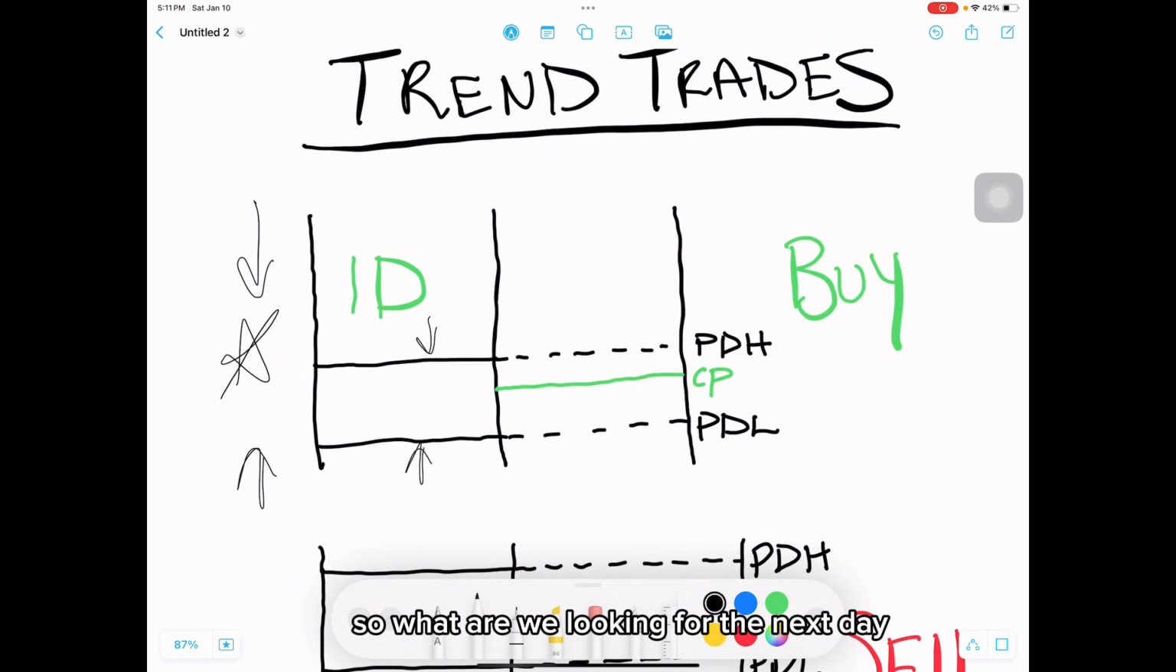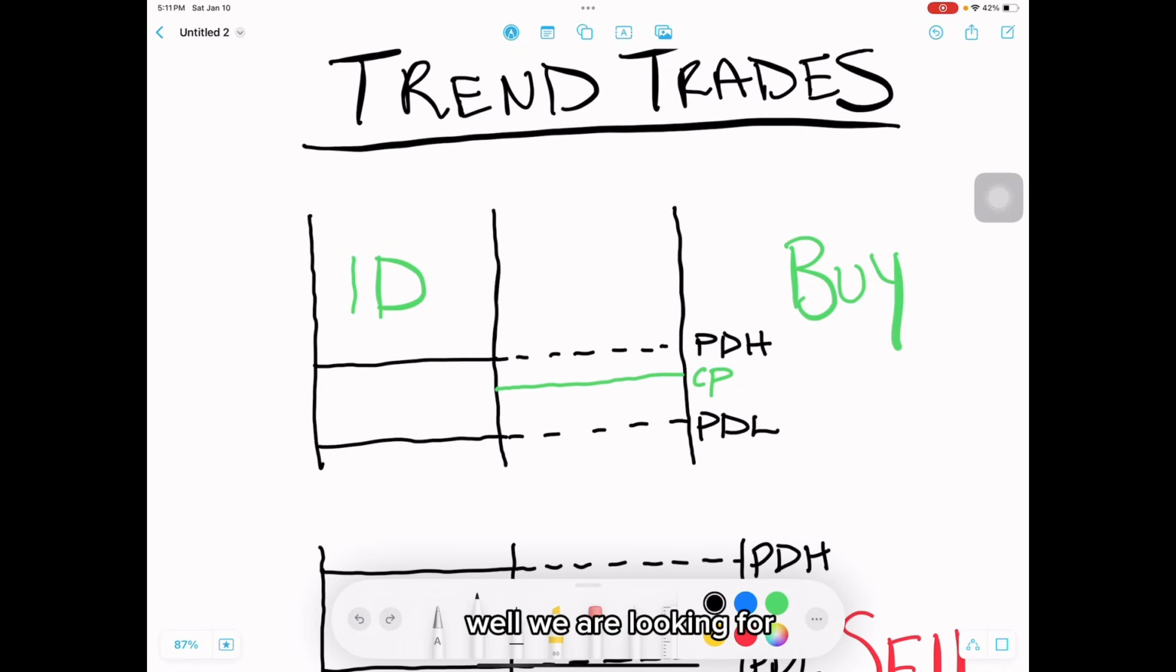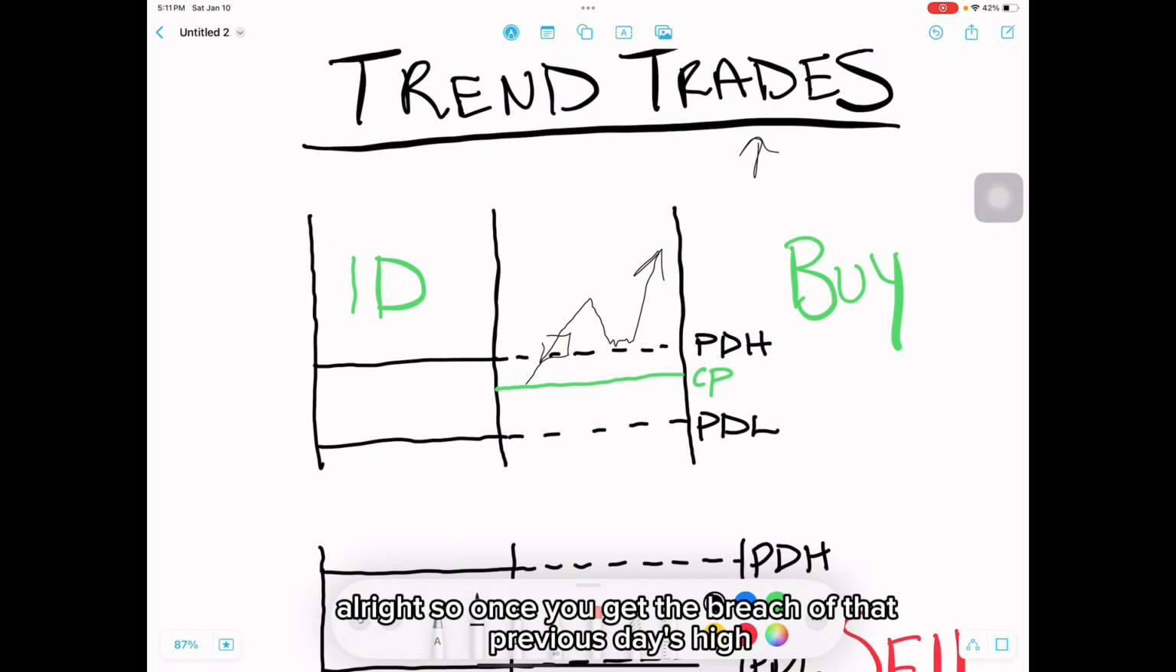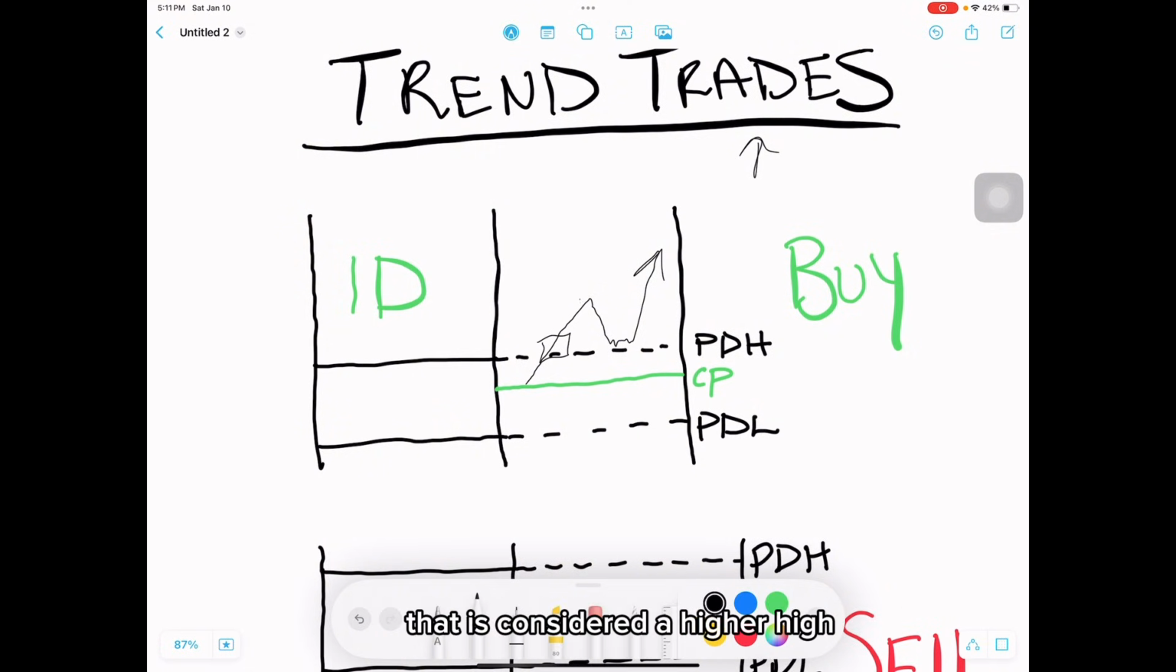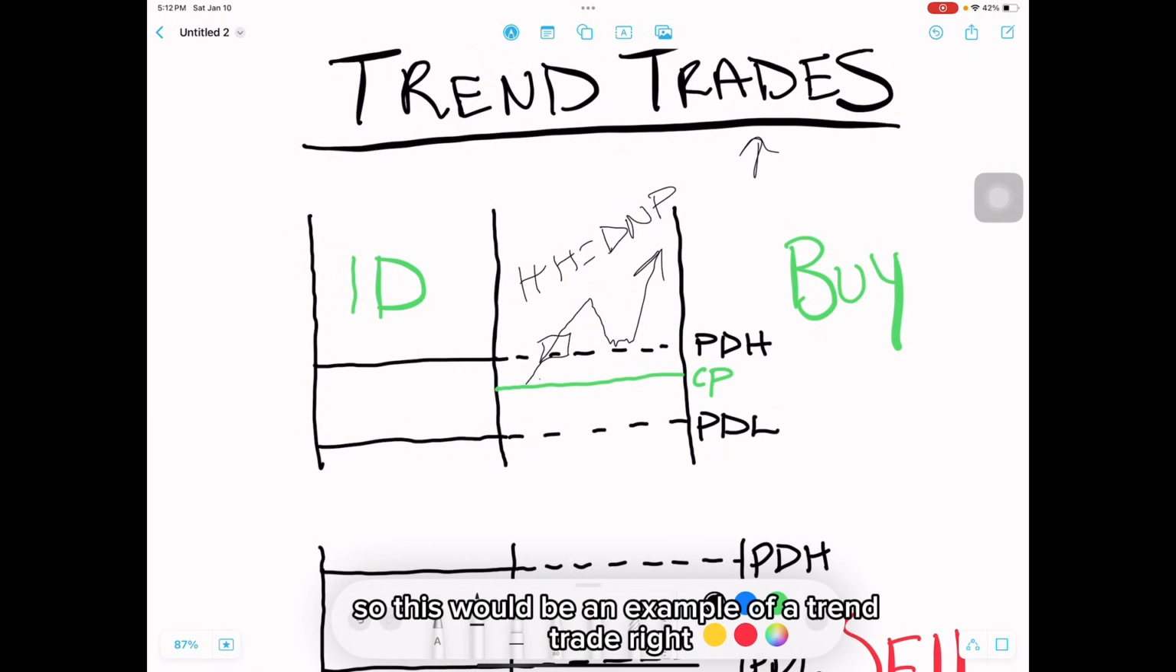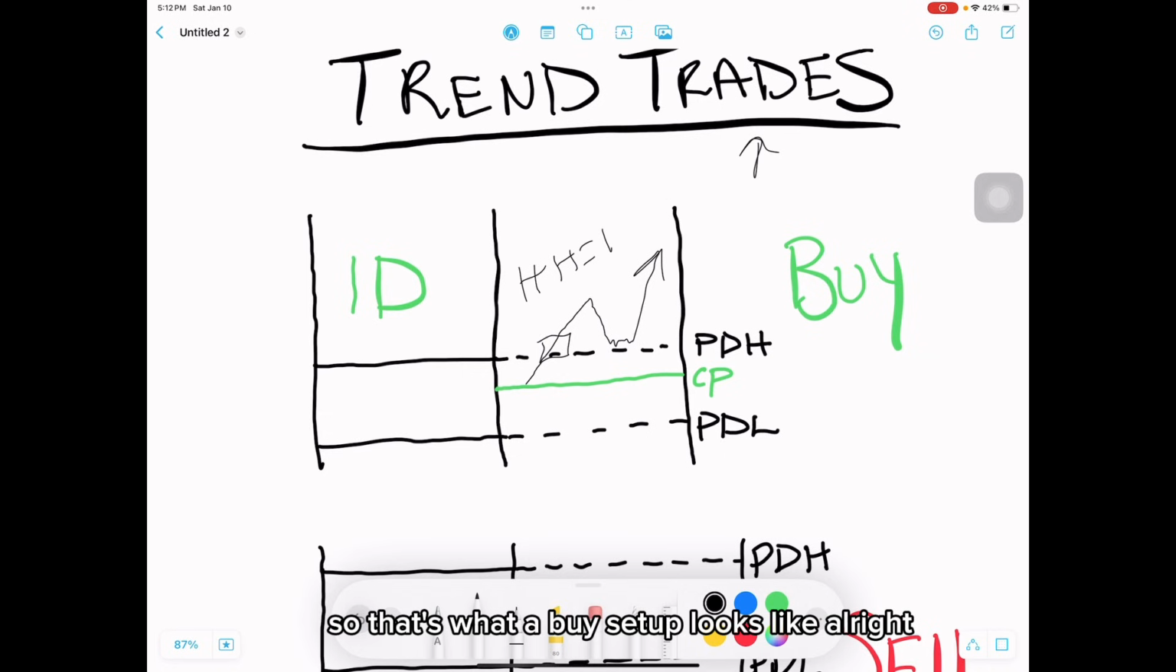So what are we looking for the next day? Well, if you're looking for a trend trade, you're looking for a breach of the previous day's high, and then a dump, coil, and pump. Once you get the breach of that previous day's high, that is considered a higher high. And higher highs equal dump, coil, and pump. So this would be an example of a trend trade. That's what a buy setup looks like.